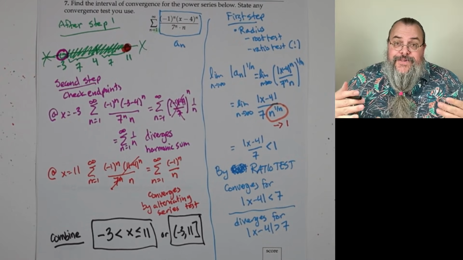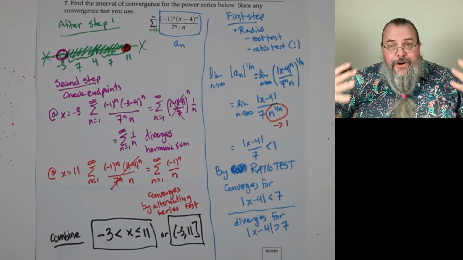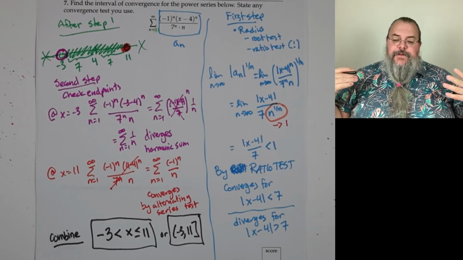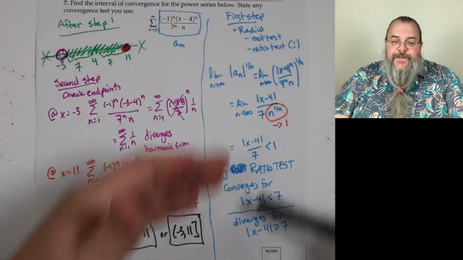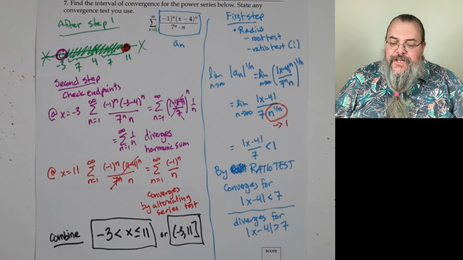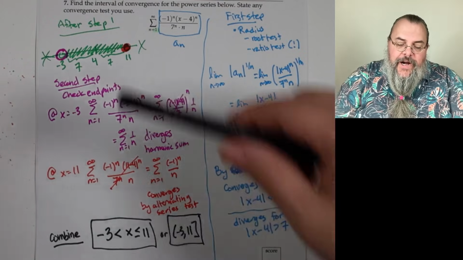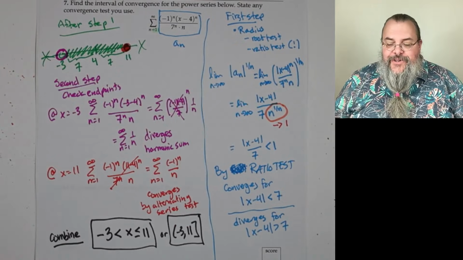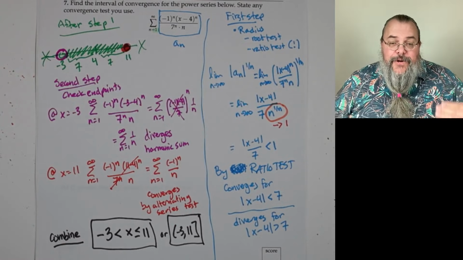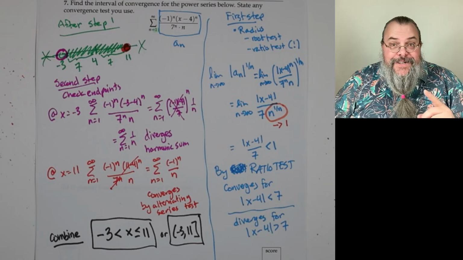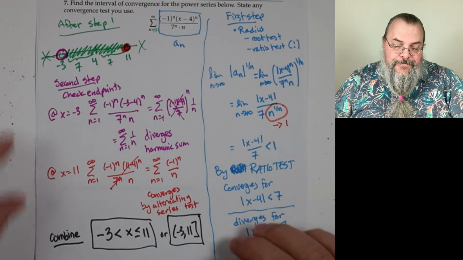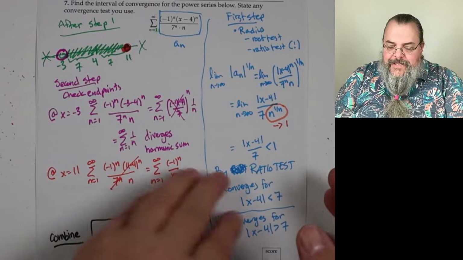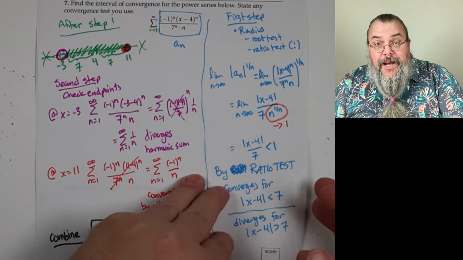And that's the process. And it's always the same when we're talking about interval convergence. Find the radius, root test or ratio test. Find what happens at those two last endpoints. Put it all together. It's a process, but it's a predictable one, and it's one that you can do. All right, let's move on to the next problem.